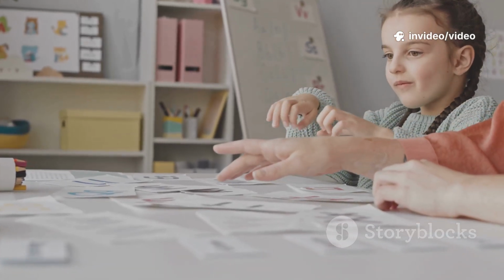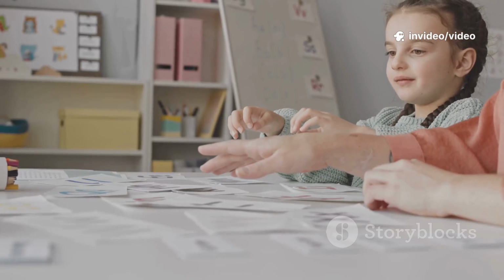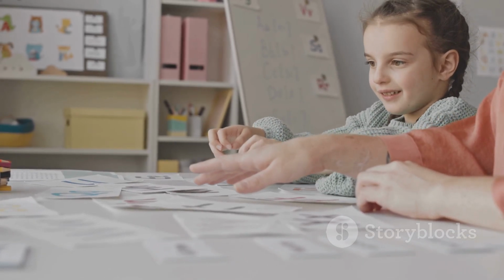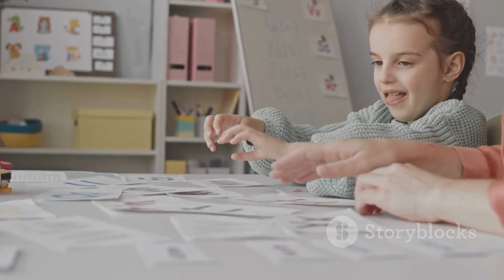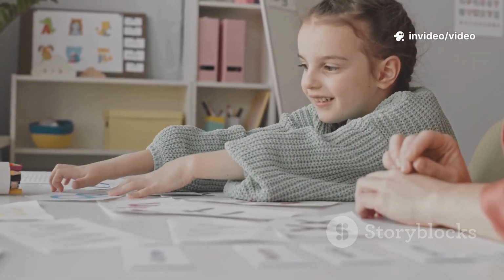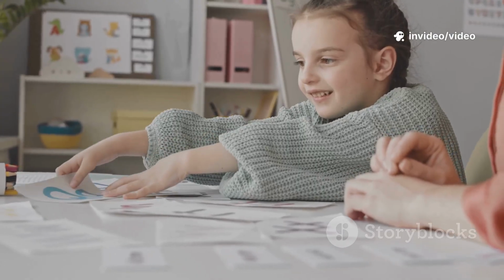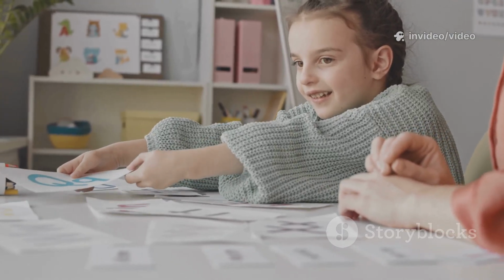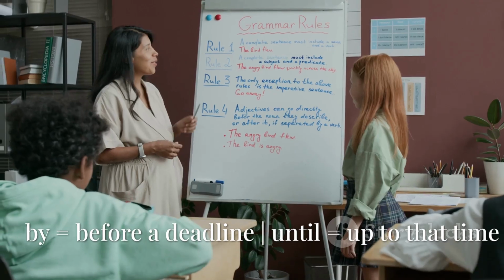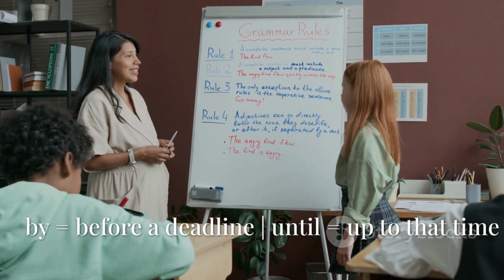Use at for the most specific times, clock times like at 3 p.m., or precise moments like at noon or at midnight. Use on for days and dates, on Monday, on 12th June, on my birthday. And use in for longer, more general periods, months like in July, years like in 2025, seasons like in winter, or decades like in the 1990s.